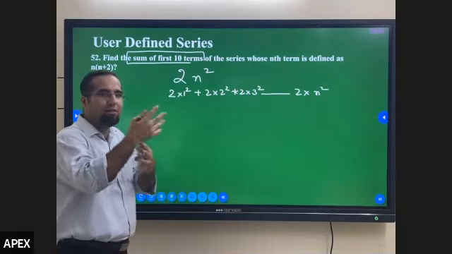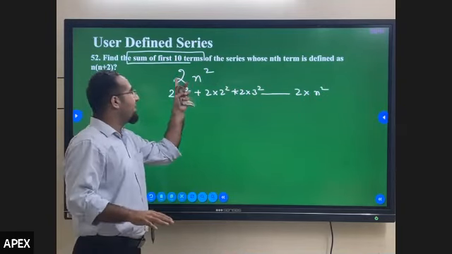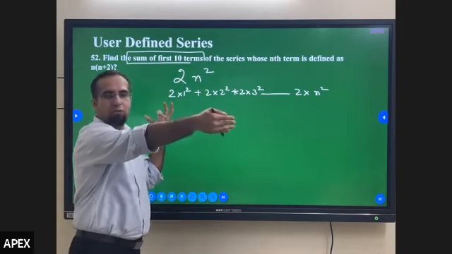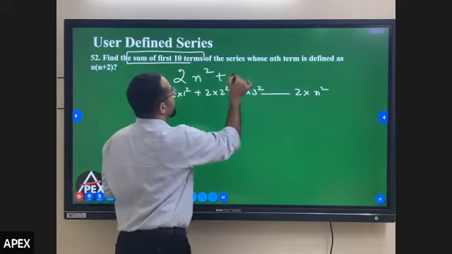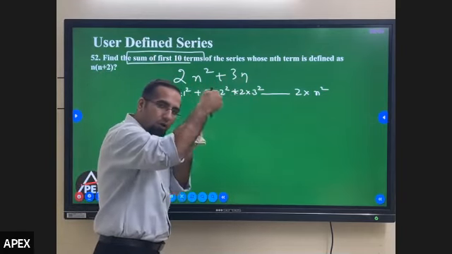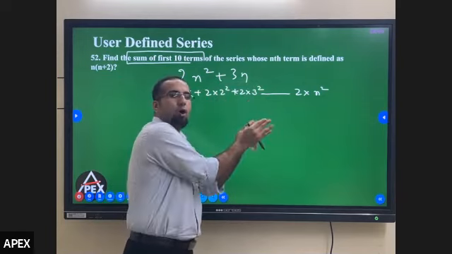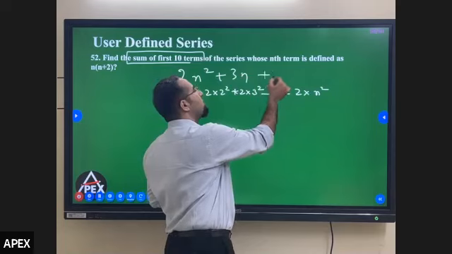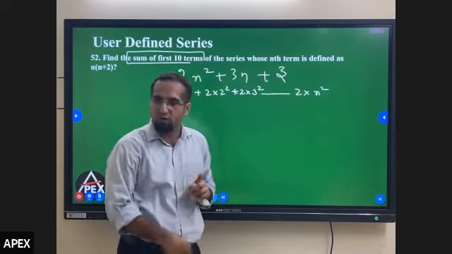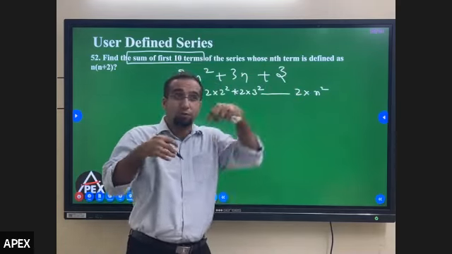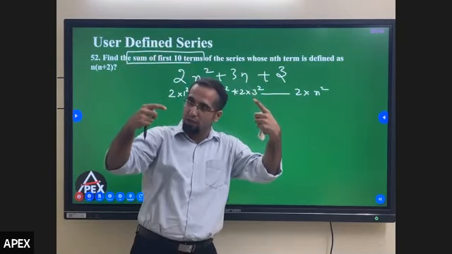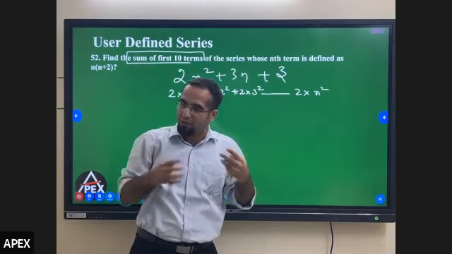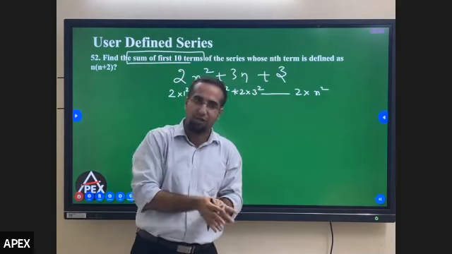The minute you start visualizing, you'll never have a problem. Whether a coefficient is attached or not doesn't matter. You take a 2 common and the sum of the first n natural numbers. Similarly, if I give you 3n, 3 into 1, 3 into 2, 3 into 3, take a 3 common into the sum of the first n natural numbers. But the summation of a constant, say 3, is 3 into n, because visualize 3, 3, 3, 3, 3, I'm adding n times. That becomes 3 into n. This is how we calculate the summation of any series.